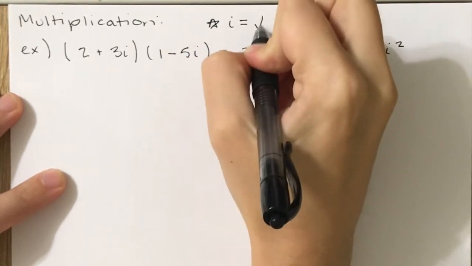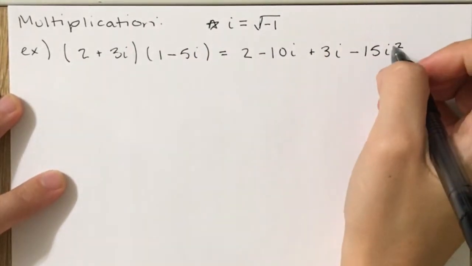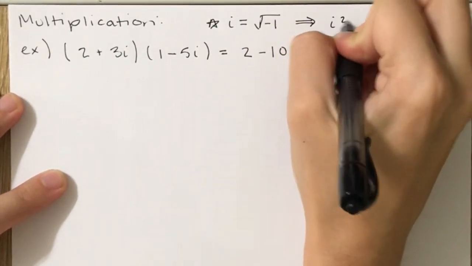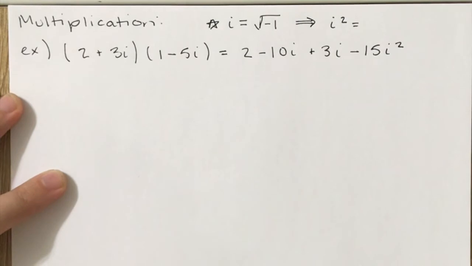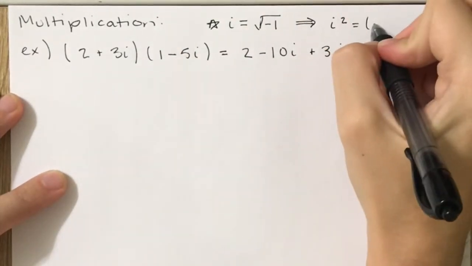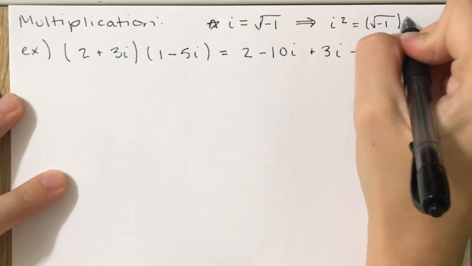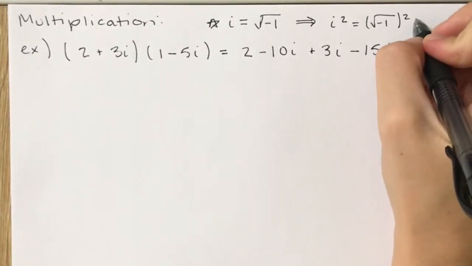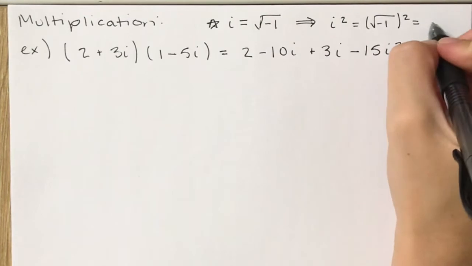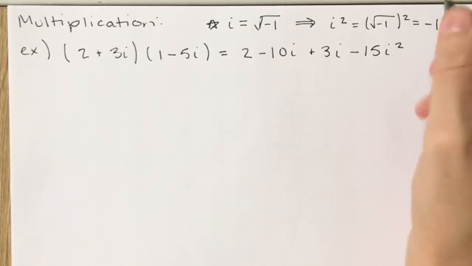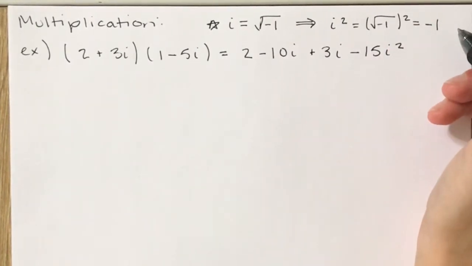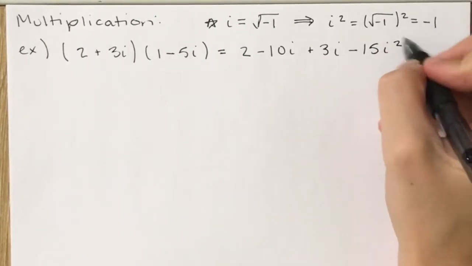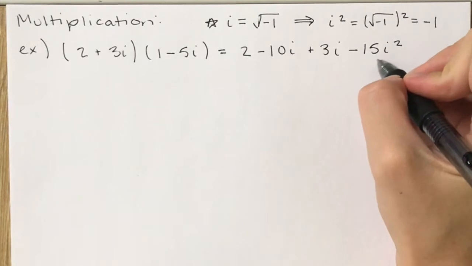If i is the square root of negative 1, then what is i squared? Well, it should be the square root of negative 1 squared, but if we square something that we've taken the square root of, what is it? It's just whatever was underneath. So i squared is actually negative 1. What does that mean we can do here? Well, it means I can replace i squared with negative 1.